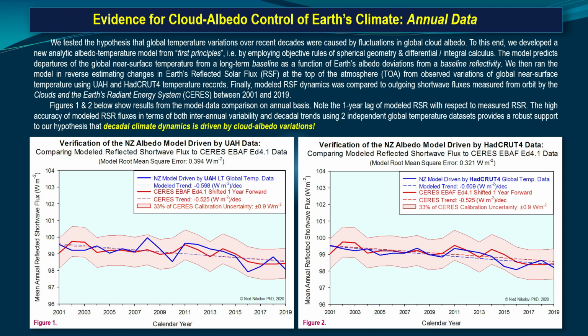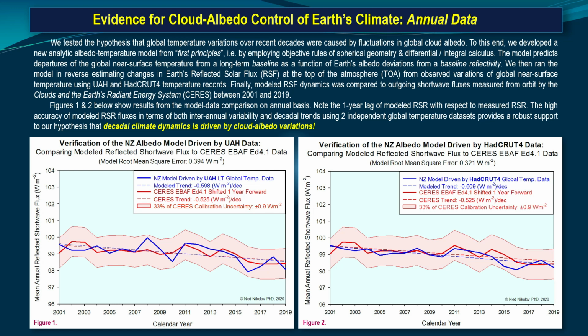A, the University of Alabama at Huntsville Lower Troposphere Satellite Record version 6, based on remote sensing by microwave sounding units, and B, the Hadley Center Climate Research Unit Temperature Record version 4, based on surface thermometer measurements. The NZ model predictions of reflected solar radiation, colored in blue, are compared to independent annual global reflected shortwave fluxes measured by the Clouds and the Earth's Radiant Energy System, or CERES, colored in red.